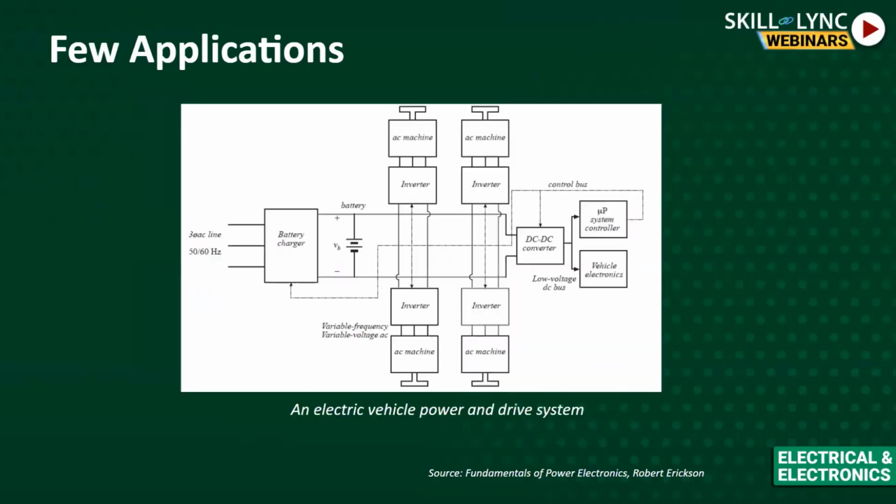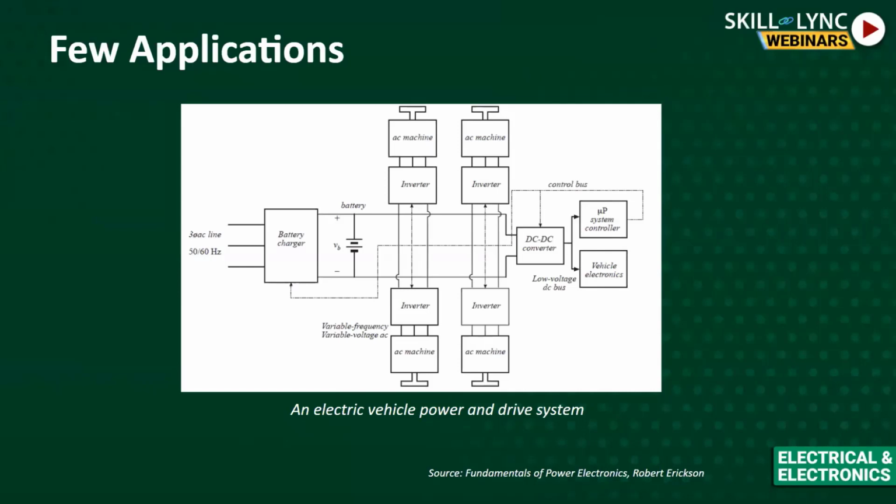This is the electric vehicle power and drivetrain. Here we have shown many AC machines, but in general, there can be two machines, front and back, in the electric vehicle. Although it can be many also. Here there are four AC machines. The battery can be charged by the AC supply, which is a grid voltage. So here the battery charger is again a power electronic converter.